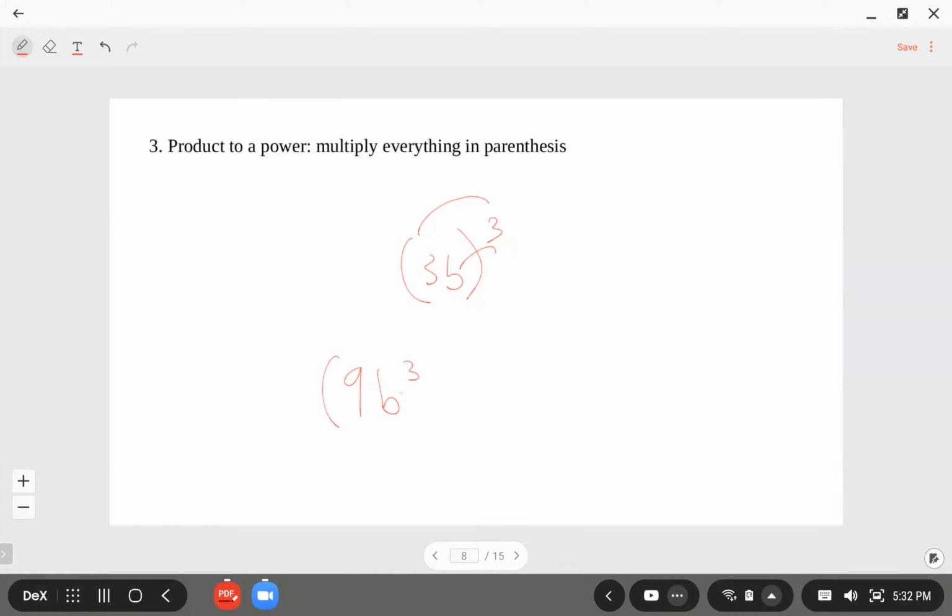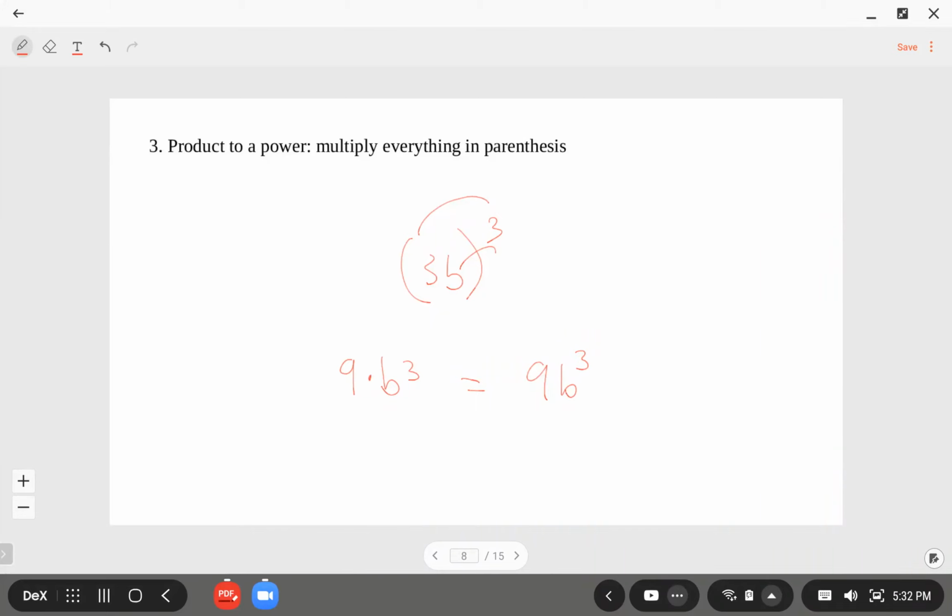Now don't write it like this because 9 and b are not together anymore. It'll just be 9b cubed. Make sure cubed is on the b, not both of them. We write it like this. So 9b cubed.